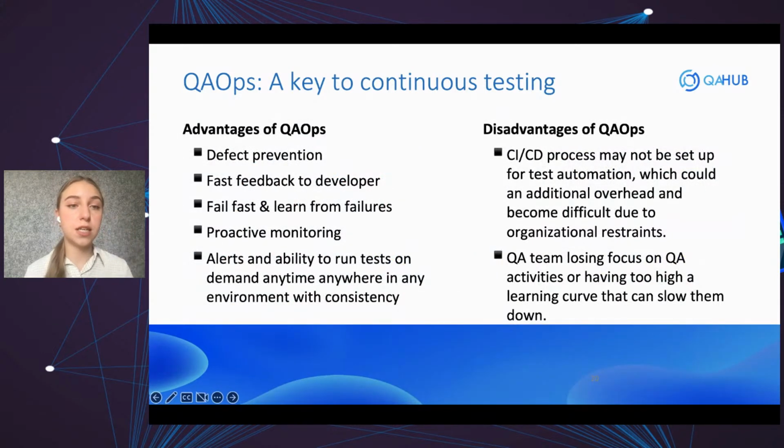When QAOps is integrated into the SDLC, it provides high-quality software products compared to the traditional method. QAOps allows the development and QA teams to work in coordination, which eliminates the ambiguity between different teams, providing better results. Along with the faster delivery, QAOps also ensures the quality of the product. Despite these benefits, sometimes QAOps is hard to implement. The CI/CD process may not be set up for test automation, which could be an additional overhead and become difficult due to organizational restraints. In addition, the QA team might lose focus on QA activities or have too high a learning curve that can slow them down.